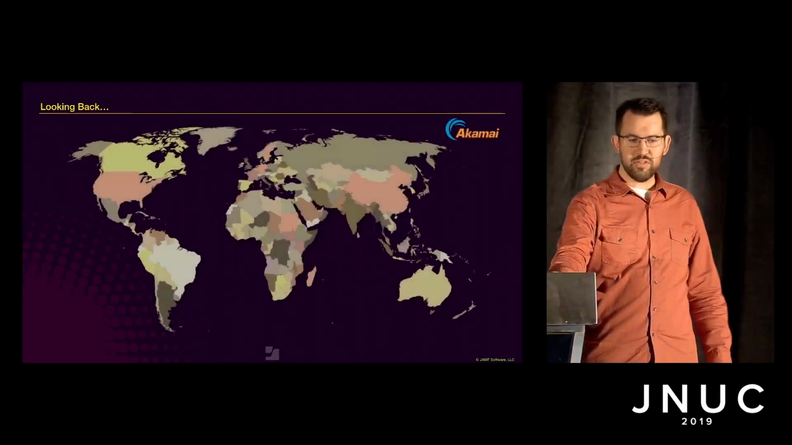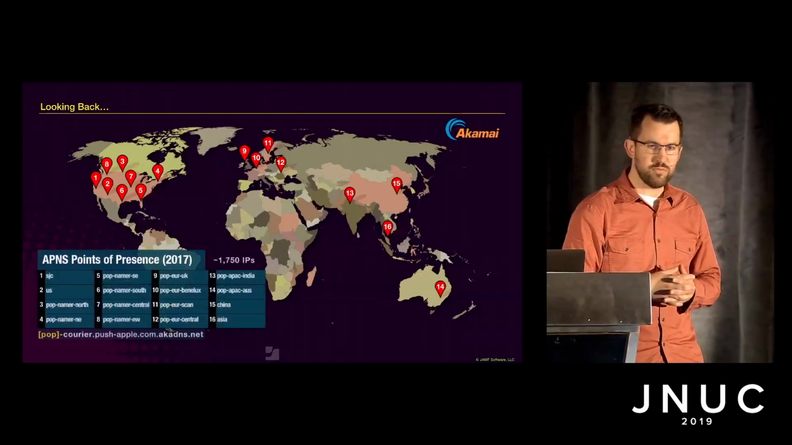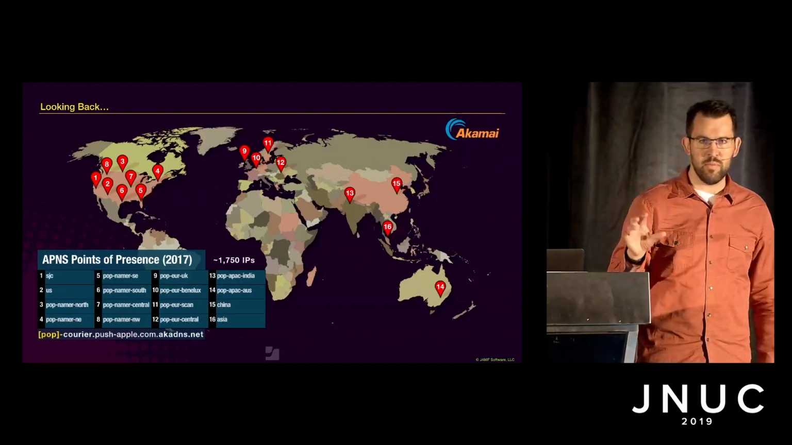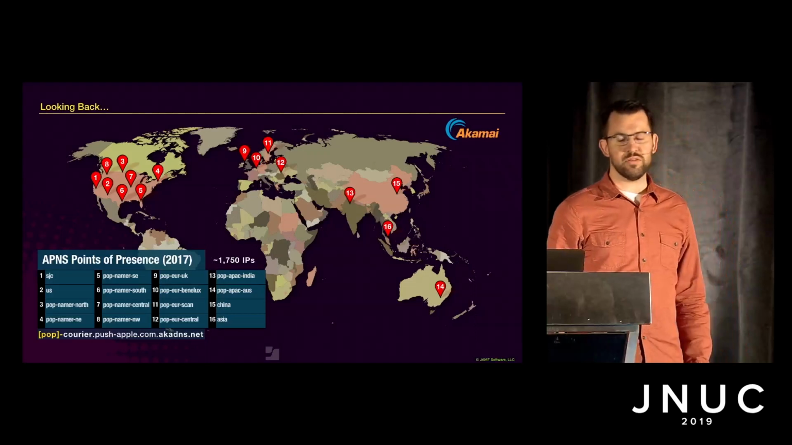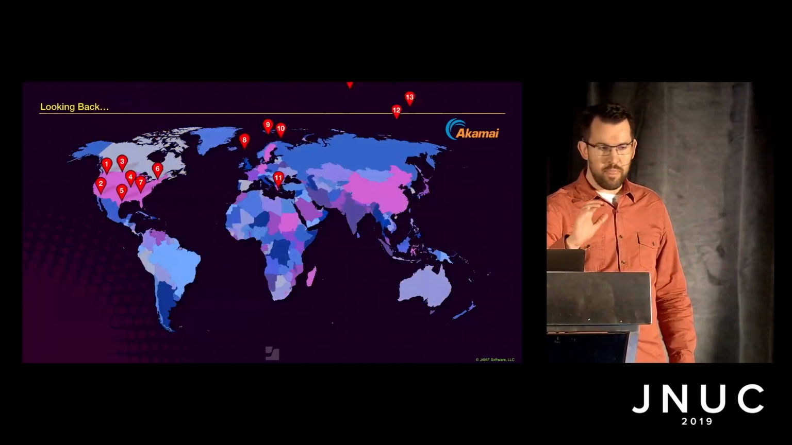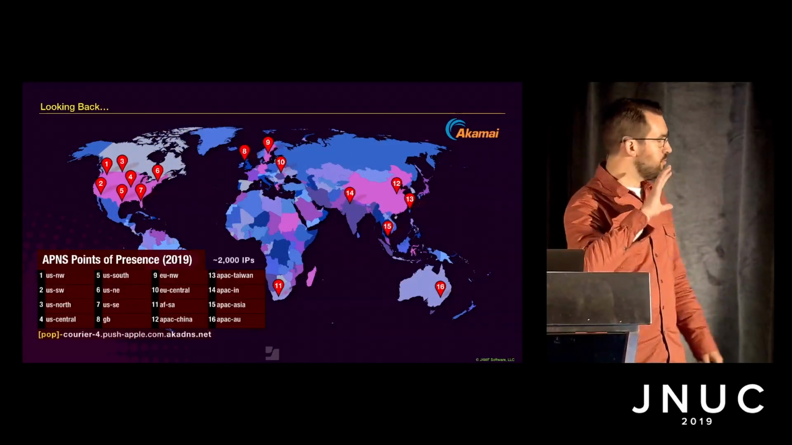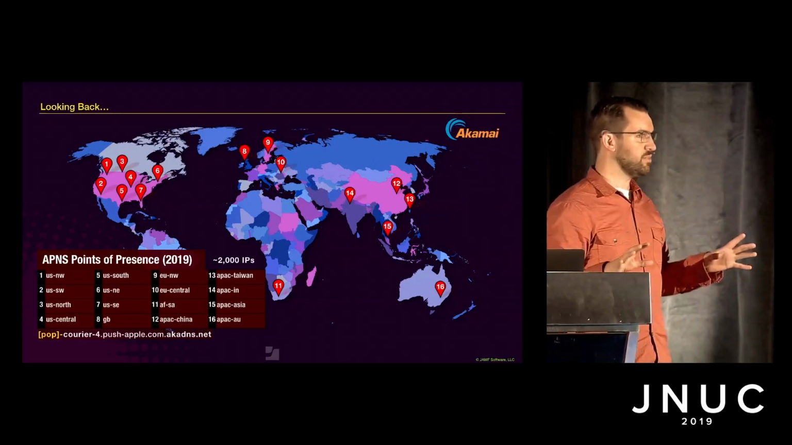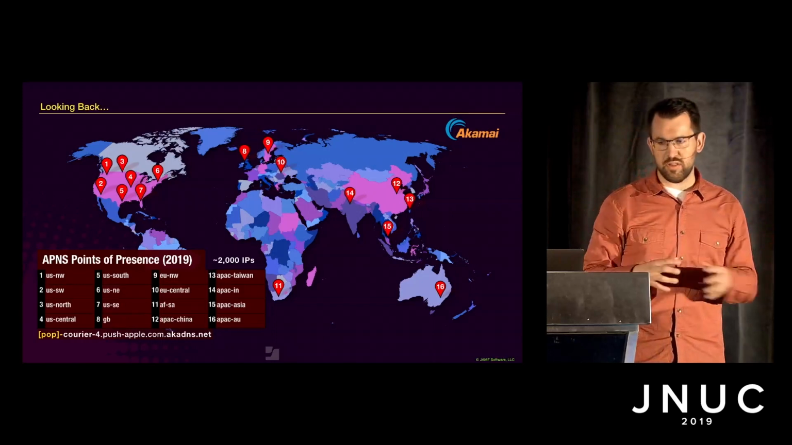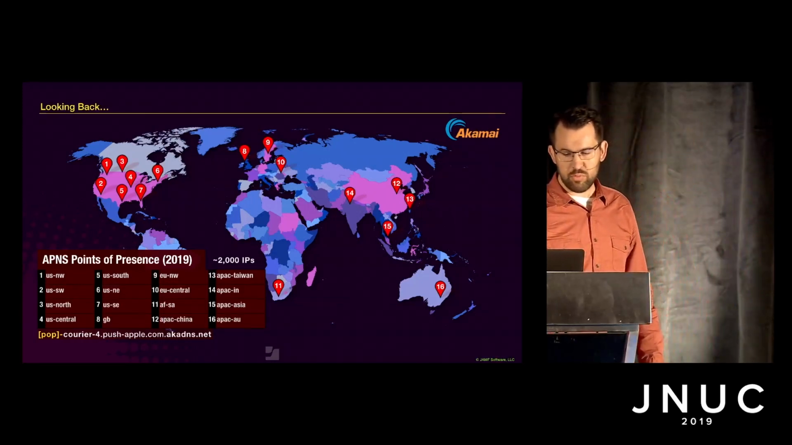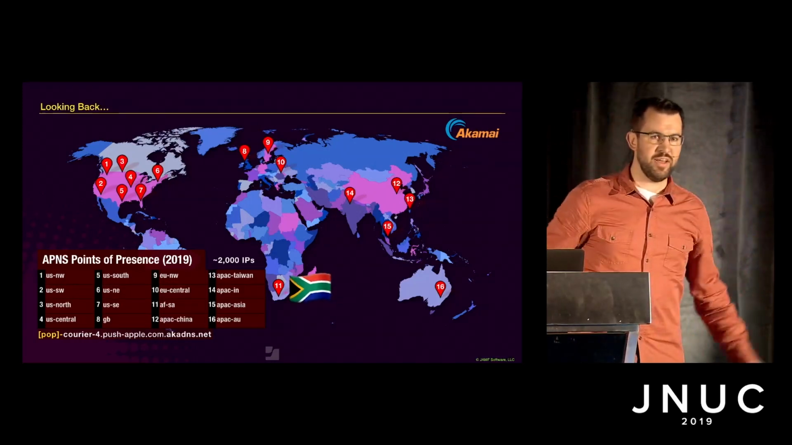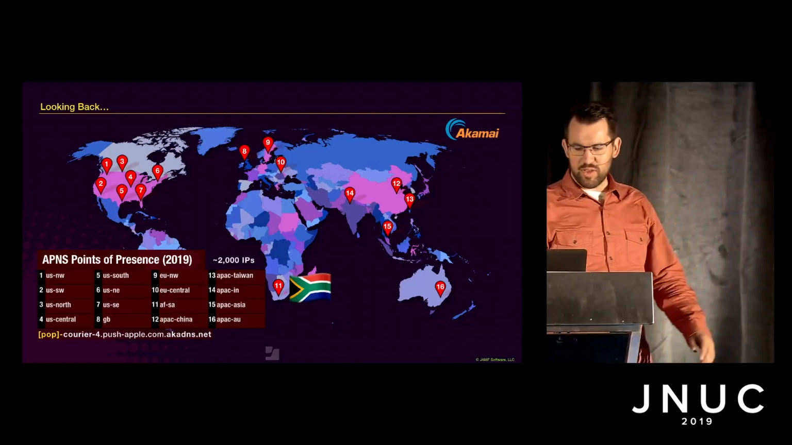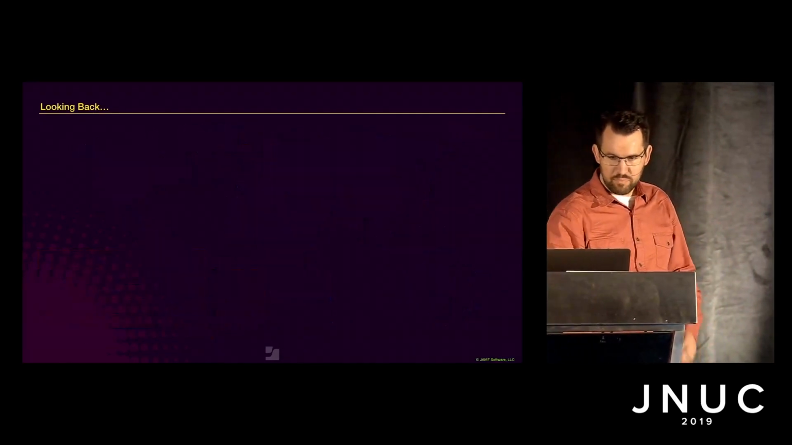I had a map in the presentation that showed all of the points of presence for Akamai. There were 16 of them, and it translated to about 2,000 IP addresses. The actual list of points of presence has changed. The functionality of the service really hasn't changed, but just so you can see that there are some different names of those endpoints, including one in Africa now. Hooray! So we have some coverage on another continent.